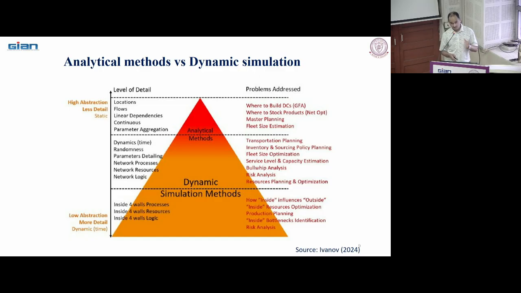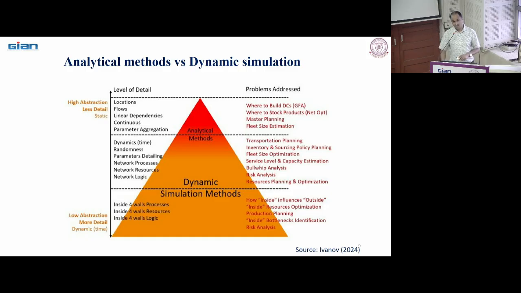Where to stock products means network optimization. You want to decide where to keep the products in your supply chain network, either the DC, the retailer, or somewhere else. Master planning. Then the second level is the more dynamic nature, that includes transportation planning. Suppose you want to optimize the transportation route, cost, distance, transportation policies, inventory and sourcing policy planning, fleet size optimization, if you want to optimize the fleets available at your factory, bullwhip analysis, risk analysis. Those kinds of problems you solve again with analytic plus simulation methods.